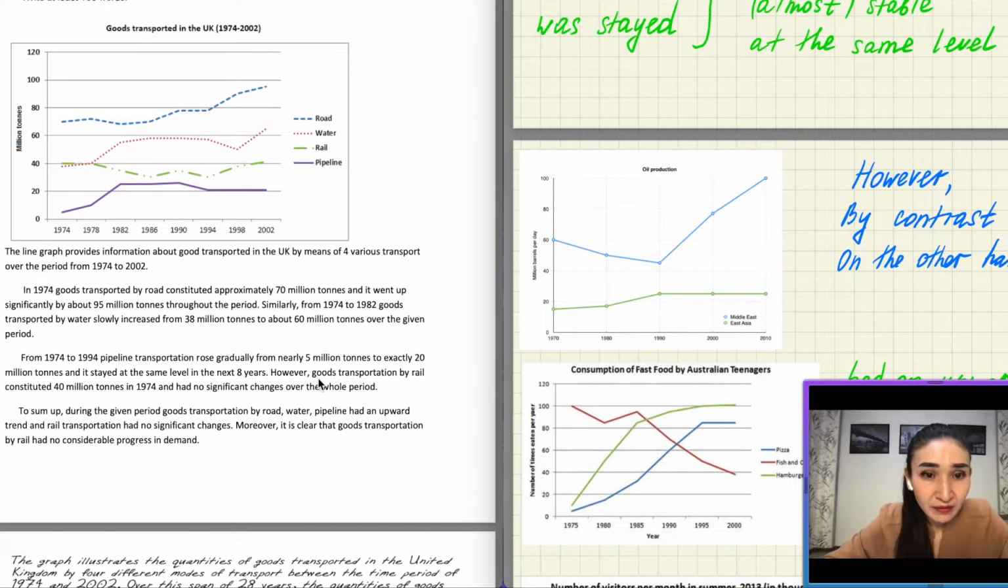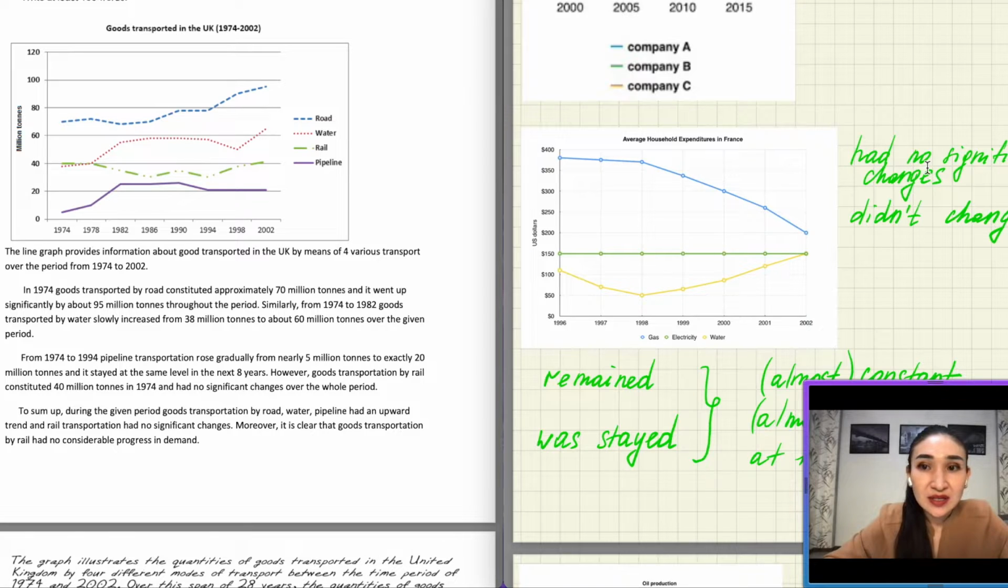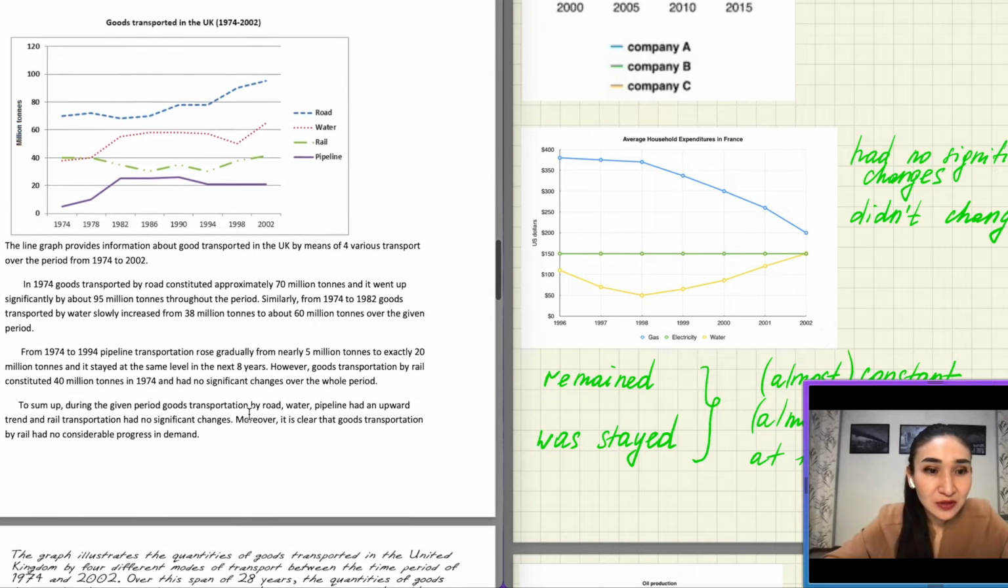So however, goods transportation by rail constituted 40 million tons in 1974, and it had no significant changes over the whole period. So to say, it stayed at the same level. When we don't have that many changes, we can say had no significant changes, had no changes, or didn't change. It's up to you. I just wrote "had no significant changes" because it's more words. Basically, you can just say didn't change if you have more than 150 words and you're okay with that. So we go further to the conclusion.